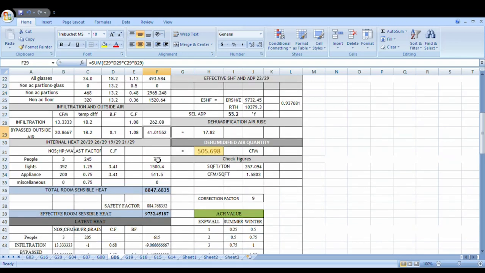Now infiltration and outside air is done. Now I will do the internal sensible gain. Here people, lights, appliances and miscellaneous play. Okay, here in the office room we have three people, and this is sensible heat. I will show you from the design book.